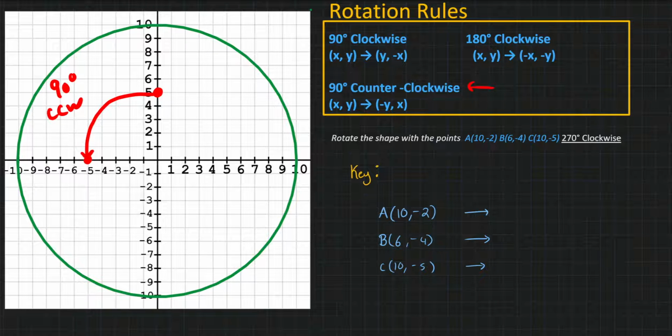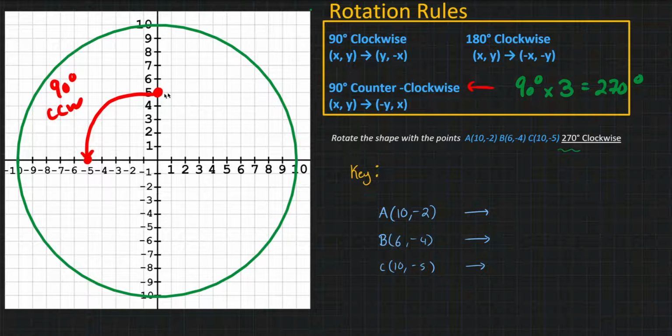Now let's take that same strategy and try and do a 270 degrees clockwise rotation to the same point. Well, we need to understand that 270 is really just 90 degrees 3 times. 90 times 3 is 270. So a 270 degree rotation is just taking this dot and rotating it 3 quarter turns. Perhaps you can already tell where it's going to end up, but let's do it together.